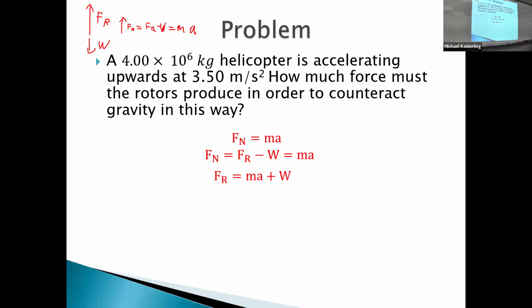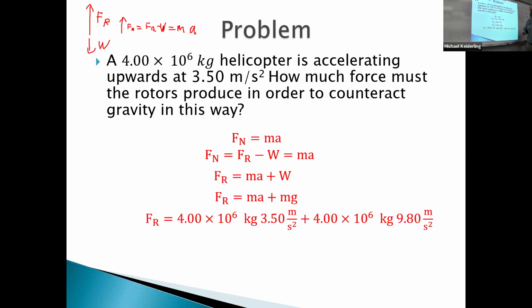So the force, if we solve for the force of the rotors by adding weight to both sides, we get mass times acceleration plus weight. Weight is just mass times g. So the force of the rotors is going to be mass times acceleration plus mg.